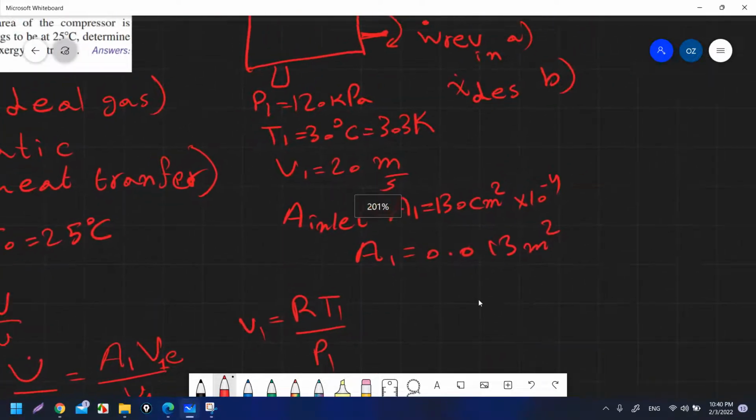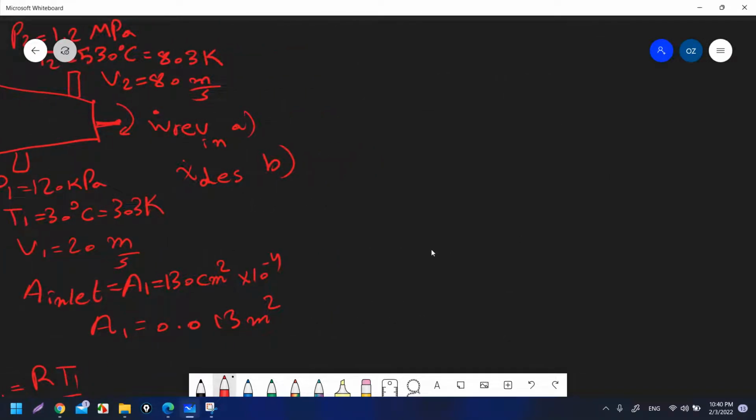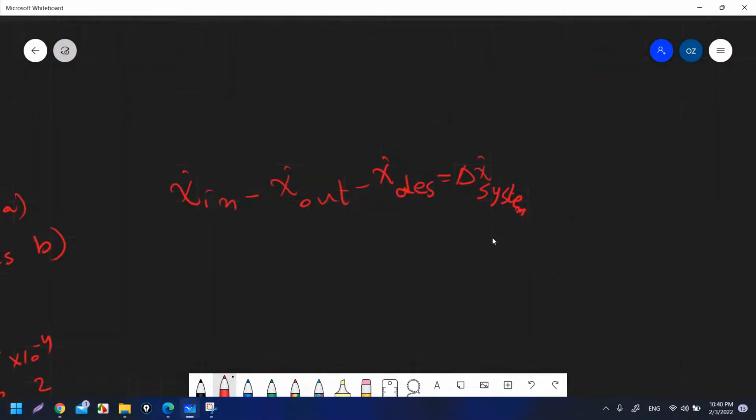Let's return to the reversible work in. To find it we usually use the exergy balance. X dot in minus X dot out minus X dot destroyed equals the change in X dot of the system. The change in the system is 0 because it is a steady device.